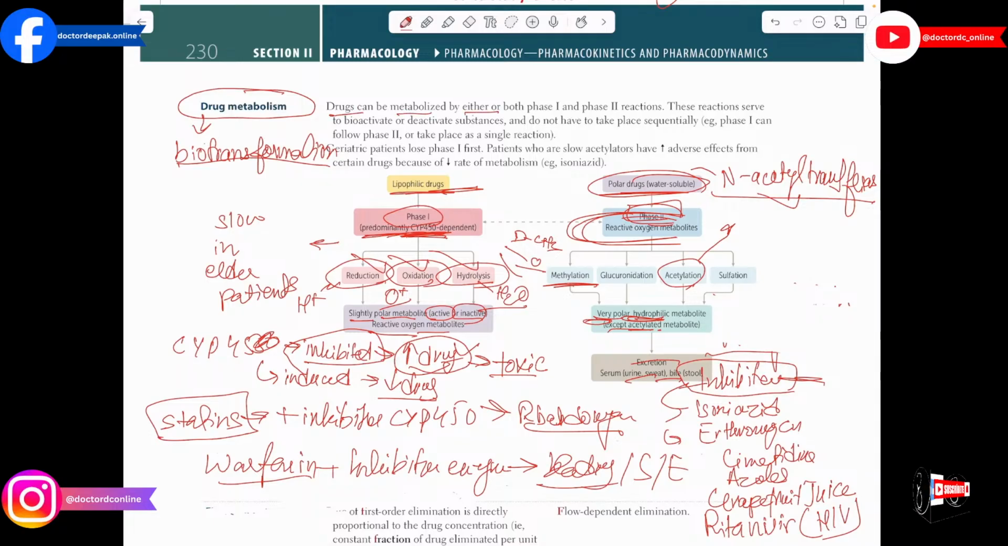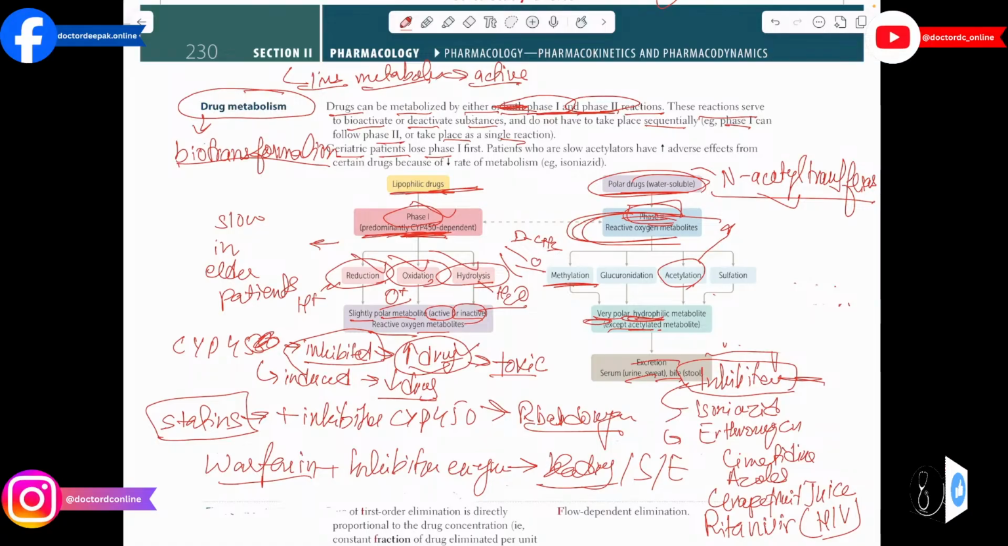Drugs can be metabolized by either phase 1 or phase 2 reactions, or both. These reactions serve to bioactivate or deactivate the substance. Some drugs are prodrugs, which are inactive and become active after metabolism. The phases do not have to take place sequentially: phase 1 can follow phase 2, or a drug can take place as a single reaction. Some drugs are metabolized only by phase 1 and excreted from the body, sometimes only by phase 2. It is not that every drug has to go through both phases.